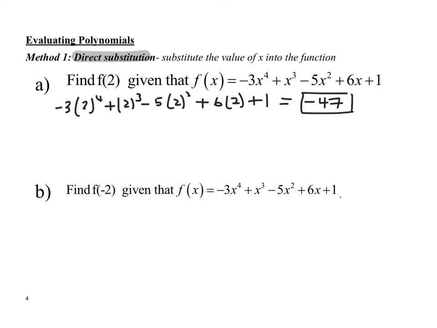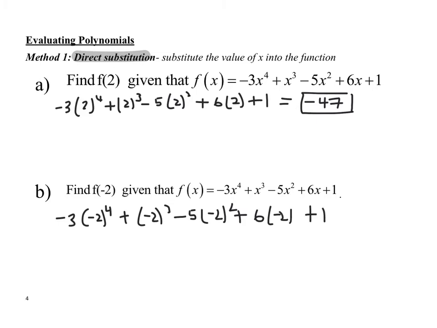Okay, now let's go to the next one here. Here we are plugging in negative 2. So what do we get? Negative 3 times negative 2 raised to power 4 plus negative 2 raised to power 3, 5 times negative 2 squared, 6 multiplied by negative 2 plus 1. And when we do all that, we get negative 87.